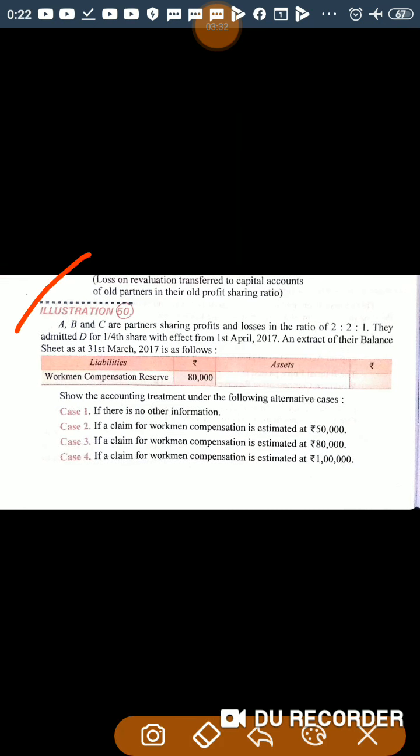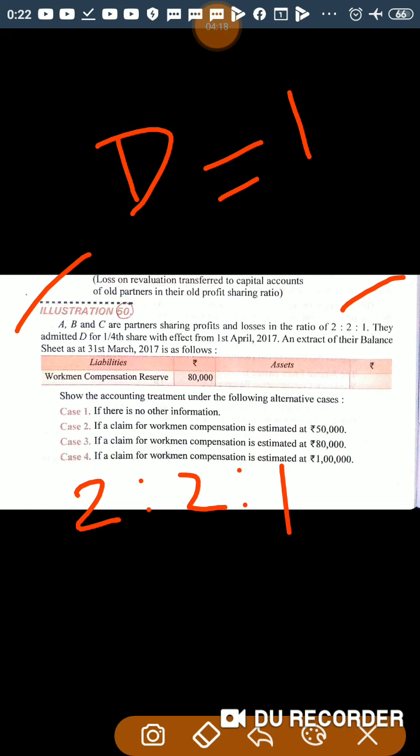One illustration I have taken to clarify the treatment of workmen compensation. This question says A, B, and C are partners sharing profits and losses in the ratio of 2:2:1. A, B, C were the partners, and the old ratio is 2:2:1. Now they have admitted D for one-fourth share with effect from 1st April 2017. An extract of their balance sheet as at 31st March 2017 is as follows. So they are admitting D for one-fourth share, and at the time of admission, this situation is given. In their balance sheet, the liability side shows workmen compensation reserve 80,000, and they have given you these four situations.